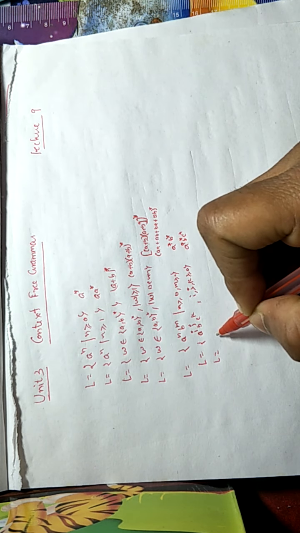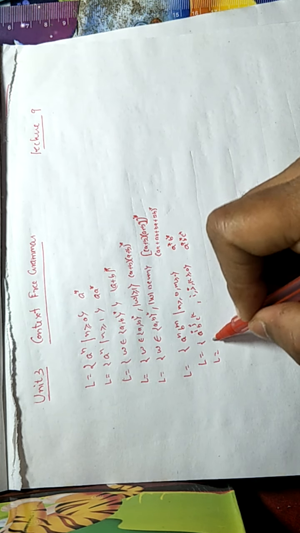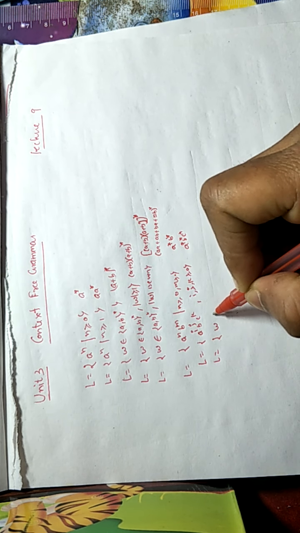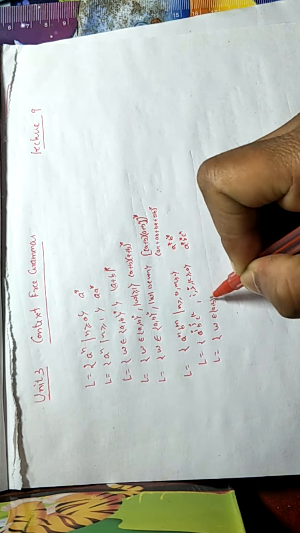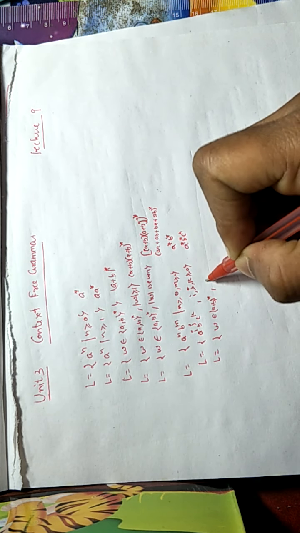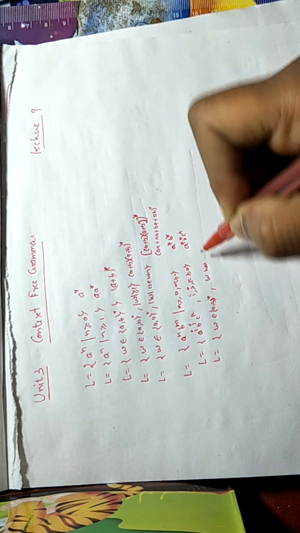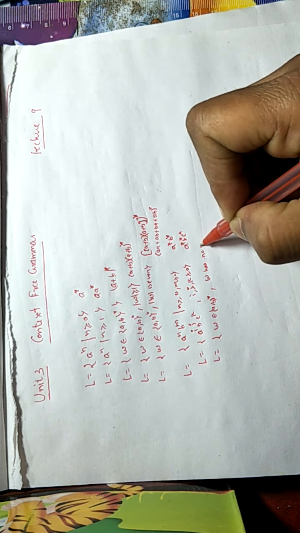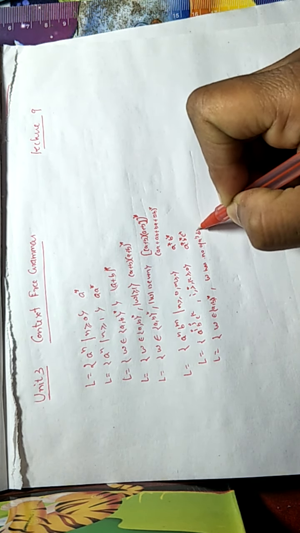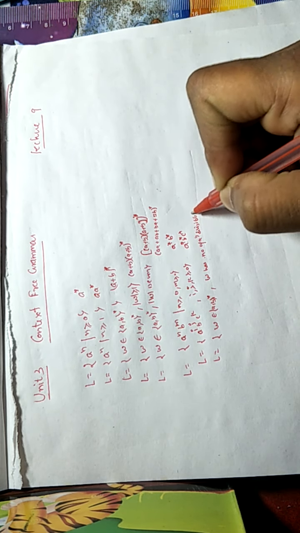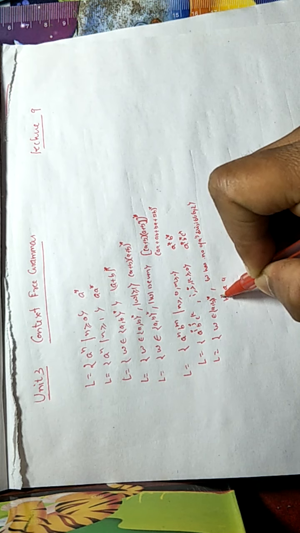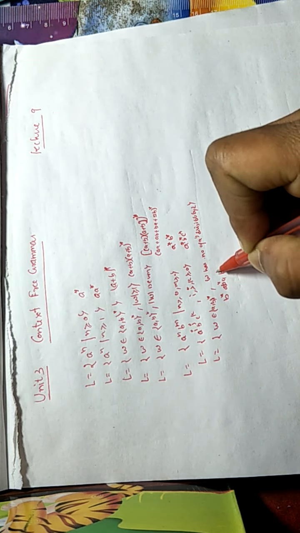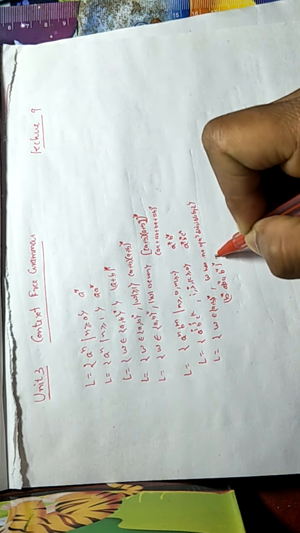L is equal to w belonging to {a, b} closure, where the number of a's is divisible by 2, that is (b star a b star a b star) whole closure plus b star.